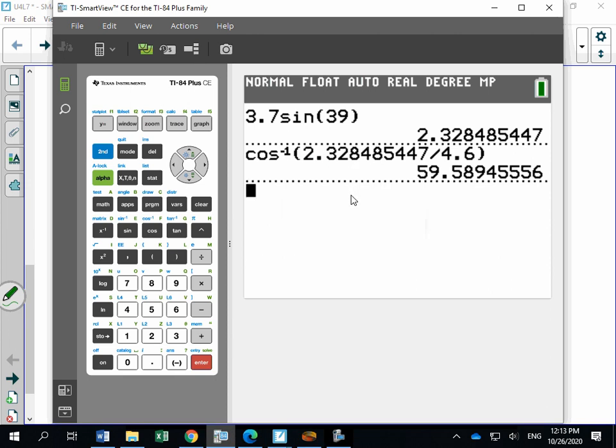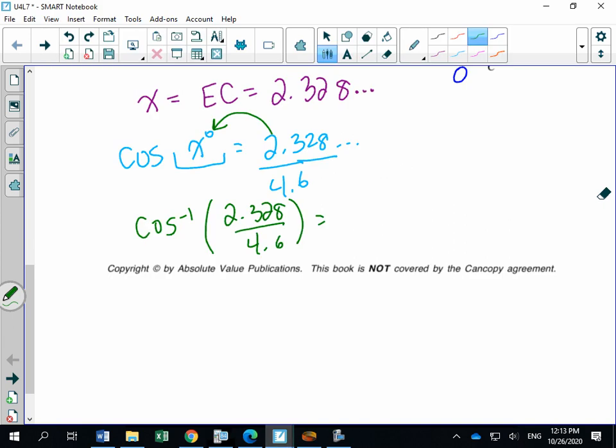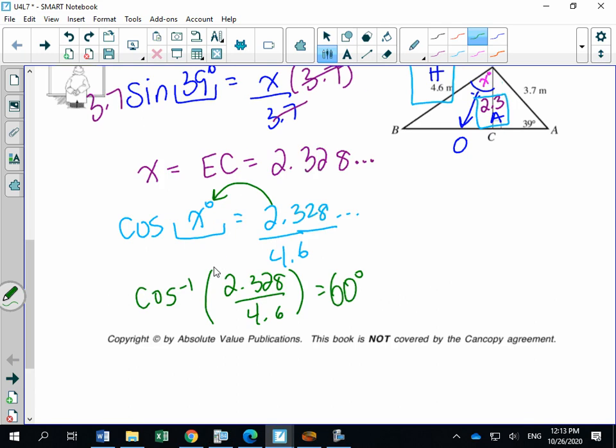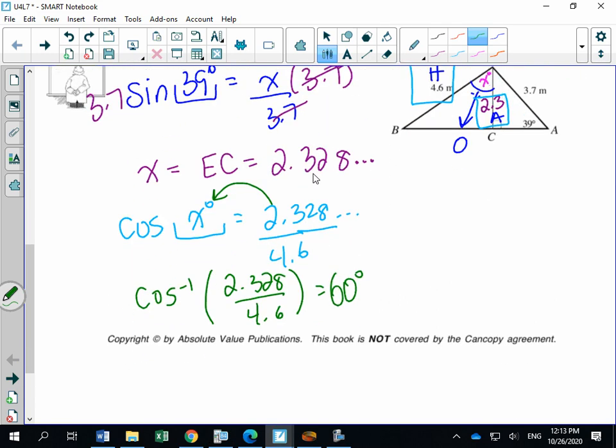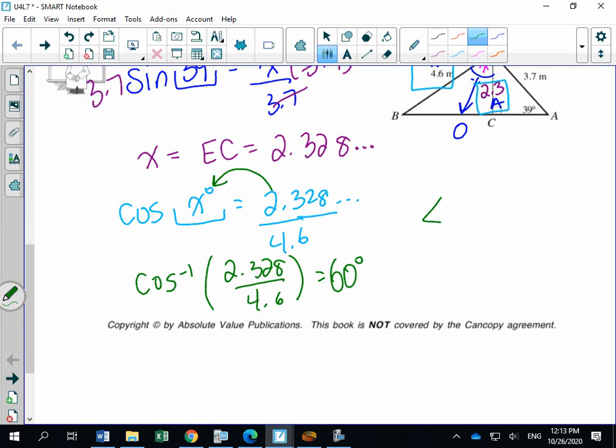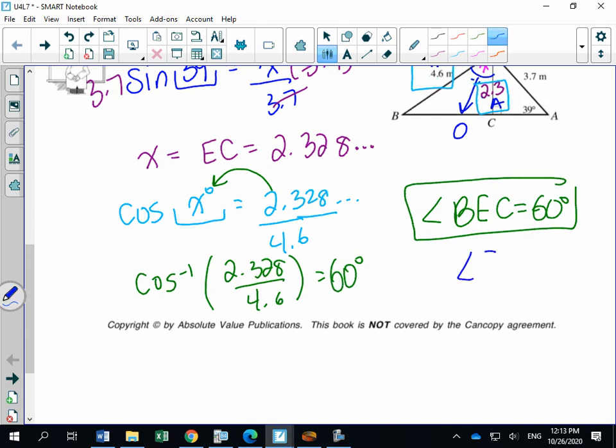So if we look at this, what do they want me to round this angle to? Nearest degree? Okay, so 60 degrees. And then I'm going to say, okay, what did they want me to call this? So I scroll back up and they said angle BEC. So if this was a test question, I would say angle BEC is equal to 60 degrees.